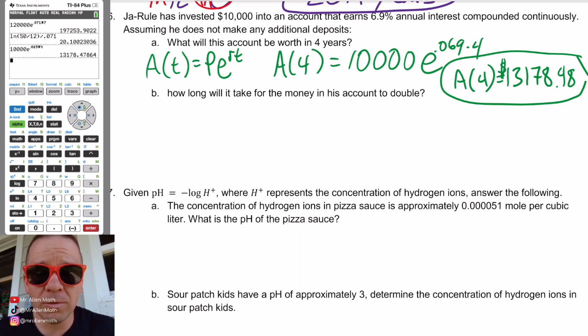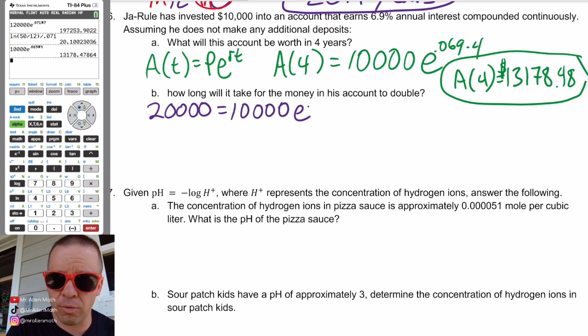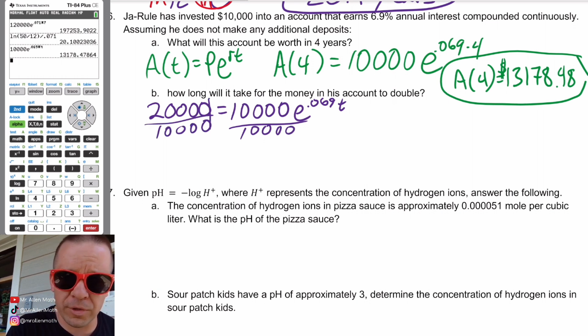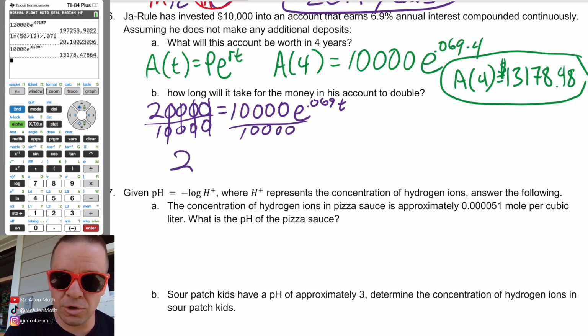How long will it take to double? Well, double would be 20,000, right? So I can set up a nice little equation here with 20,000 equals 10,000 e to the 0.069t. So we're solving for t again, just like we did on the other one. When I divide by 10,000 on both sides, what do you think I'm going to be left with on the left-hand side? We're going to be left with 2 because it's doubling, right? So even if I didn't give you the amount of money, if I just said it's got 6.9% interest compounded continuously, how long will it take for money to double? You could do that without me giving you an initial amount. Isn't that crazy? Because it'll end up being 2 equals e to the 0.069t.